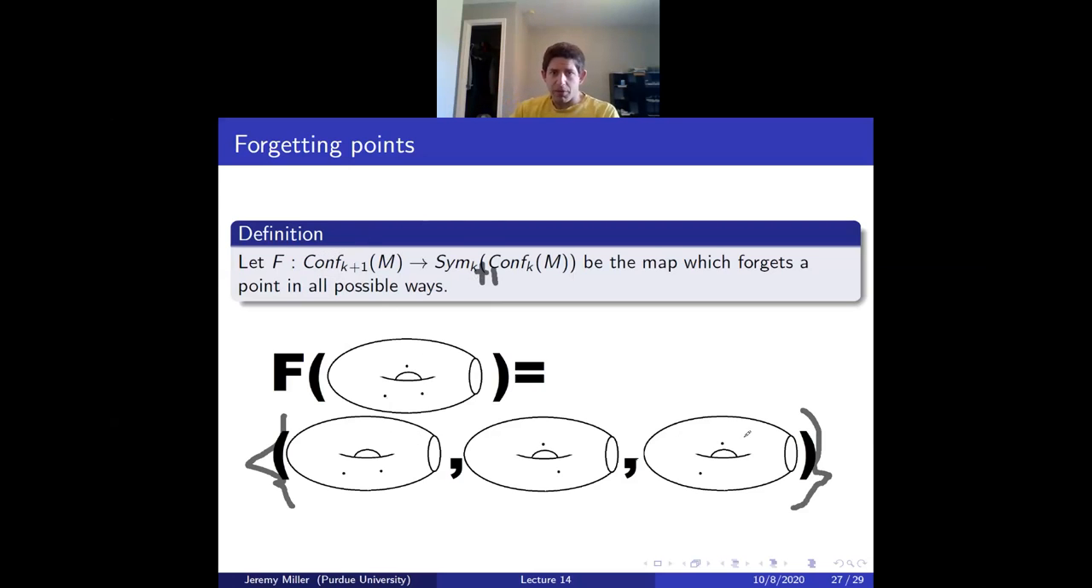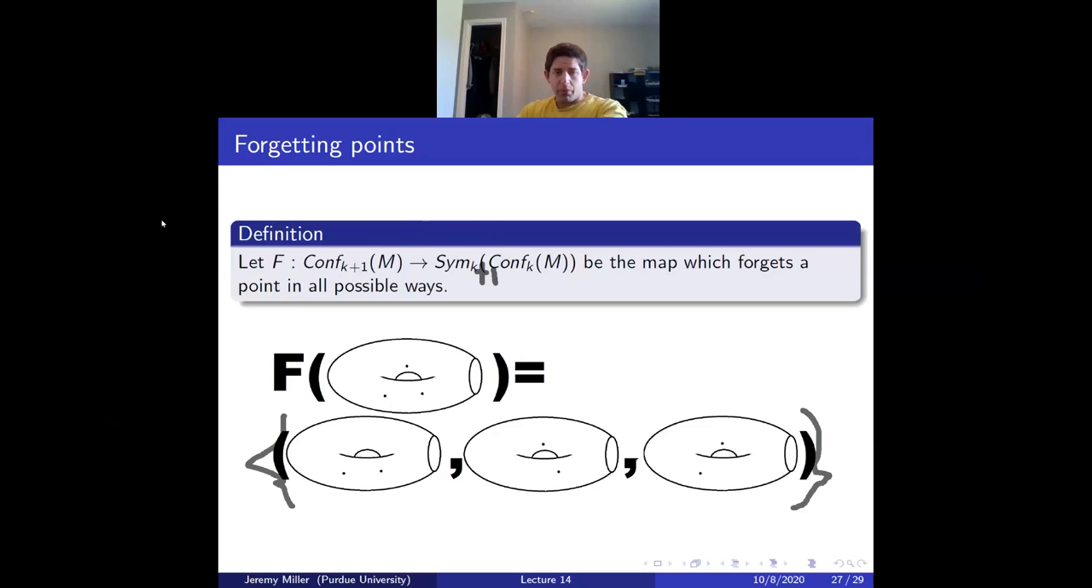You can't forget a point, but you can forget a point in all possible ways. We wanted an inverse to the stabilization map. The stabilization map brings in a point from infinity, and we want to sort of forget points. So we can't build a map to the configuration space, but we can build a map to this symmetric product.